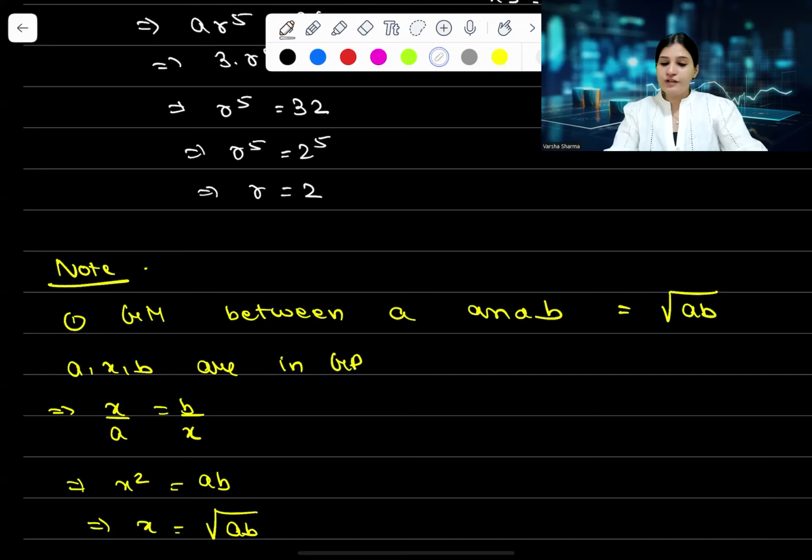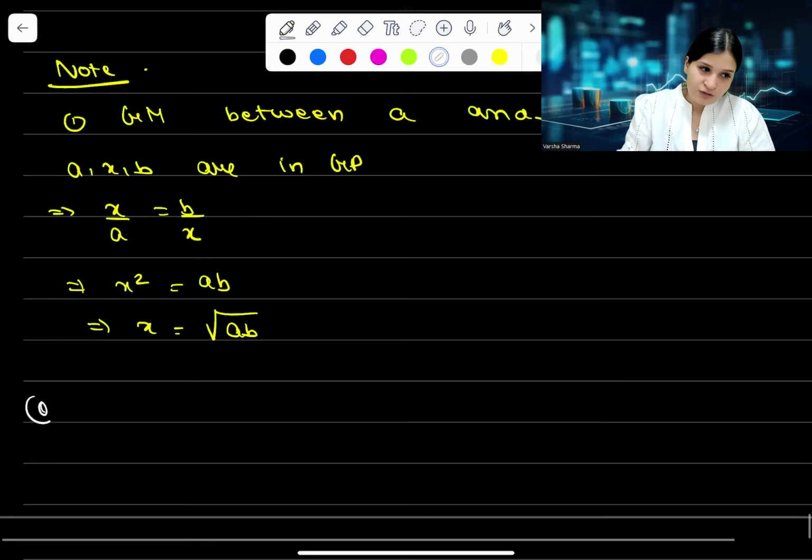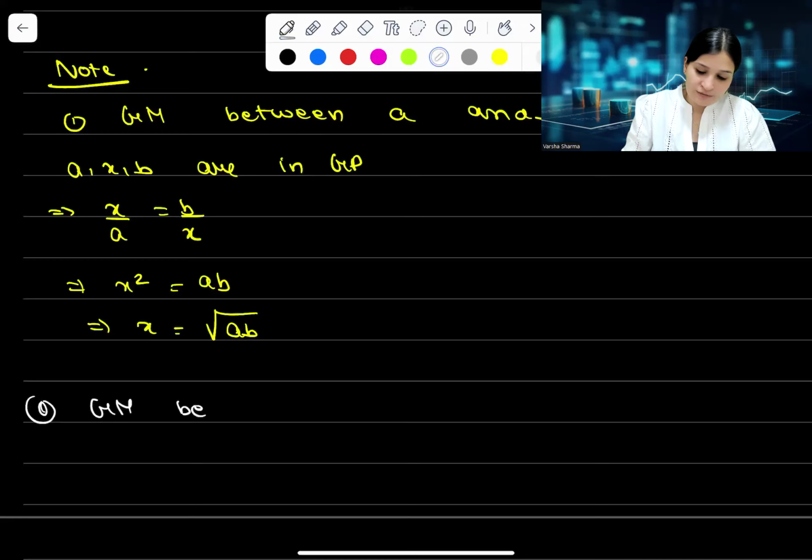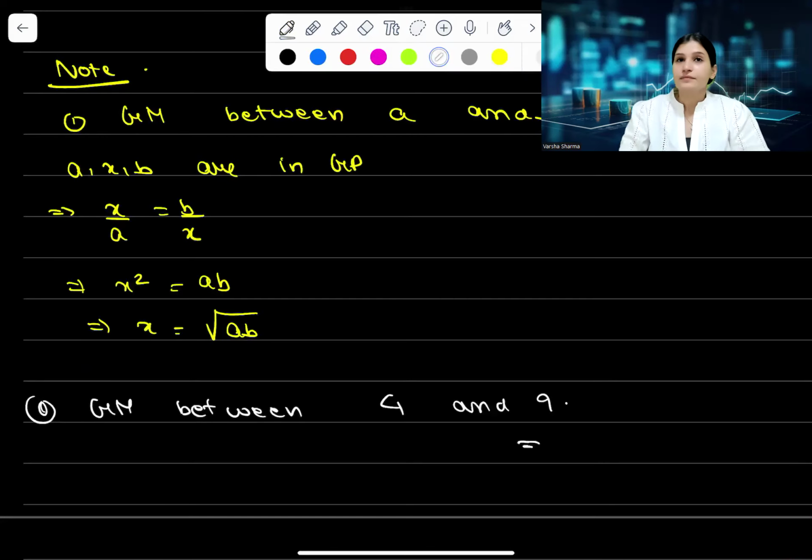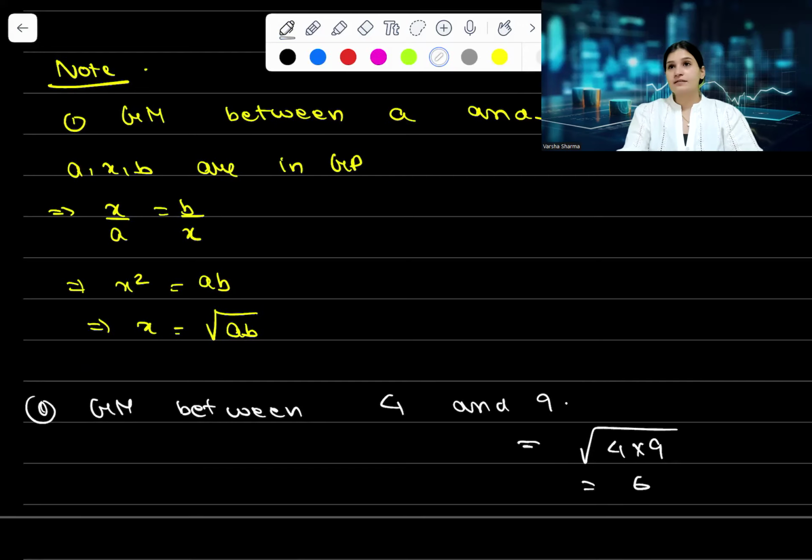So if I want to find, question: geometric mean between 4 and 9. Answer: under root 4 into 9. So under root 36, it would be 6. Yes? Next.